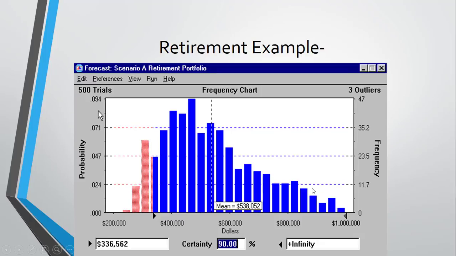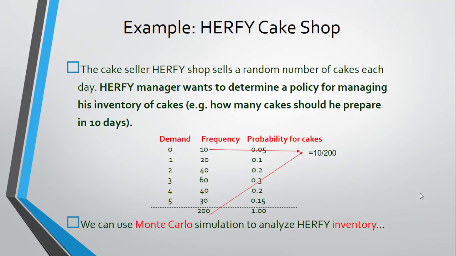And then the forecast, the scenario for the retirement portfolio, could be your outcome. There's $600,000 here. The mean is 538. You could be as high as $1 million here, or as low as 300,000 something, depending upon the different factors we consider. So this is a Monte Carlo simulation used in portfolio management and planning. Let's take another example.